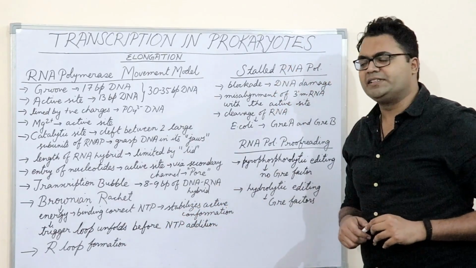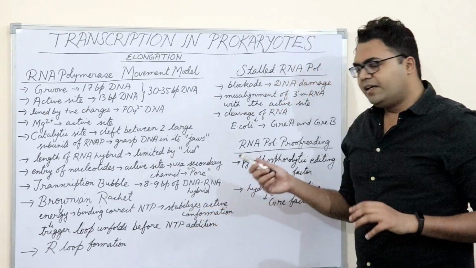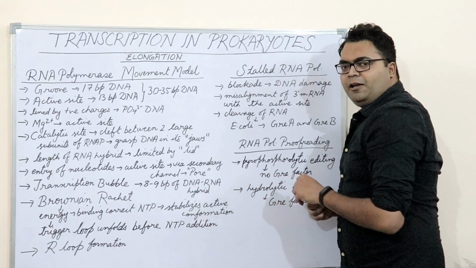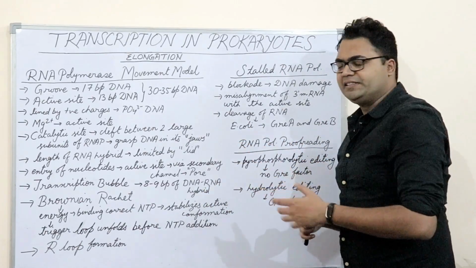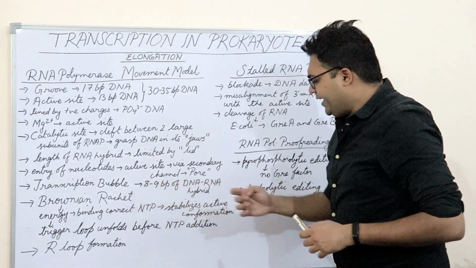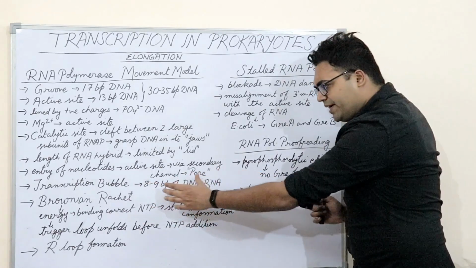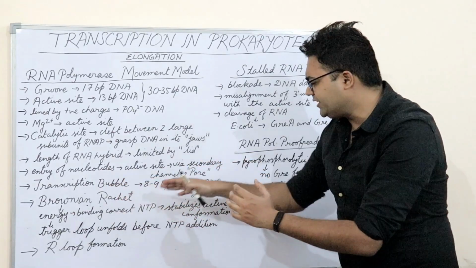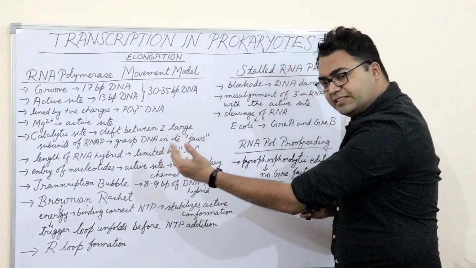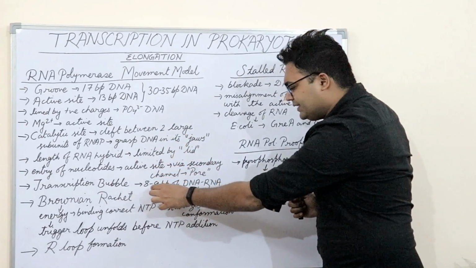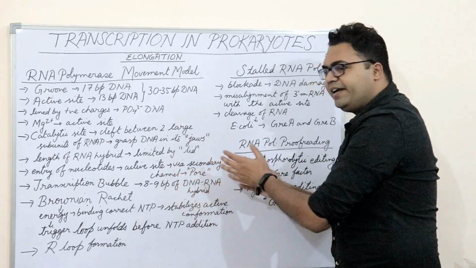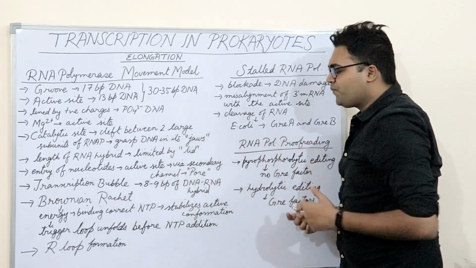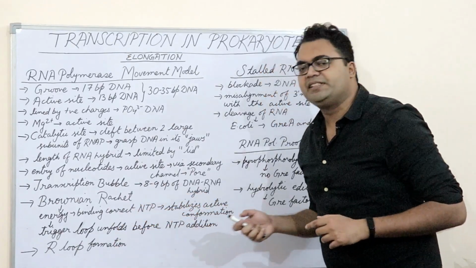Now, R loop formation. For the real research behind this R loop formation, you can see a latest paper. It was released a few days earlier. 8 to 9 base pairs of DNA. This is the major part. If the transcription bubble increases or crosses the 8 to 9 or 8 to 10 base pair length, and comes around 12 to 13, what happens is R loop formation happens.